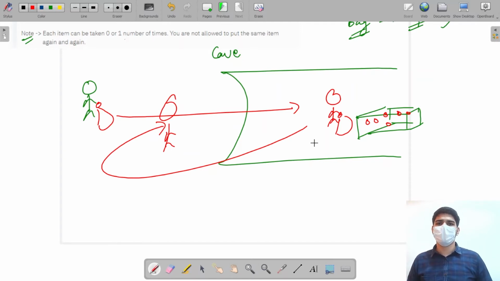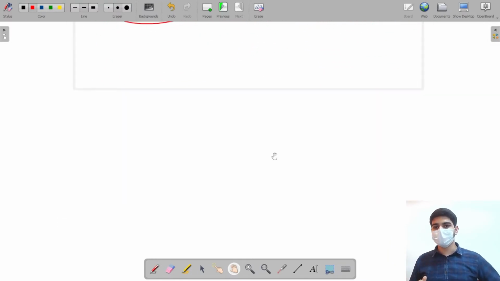You have to pick maximum value out of the given items in your bag such that your bag can hold only a certain amount of capacity. This is what 01 Knapsack is, right? I hope the question is a bit clear with the example.